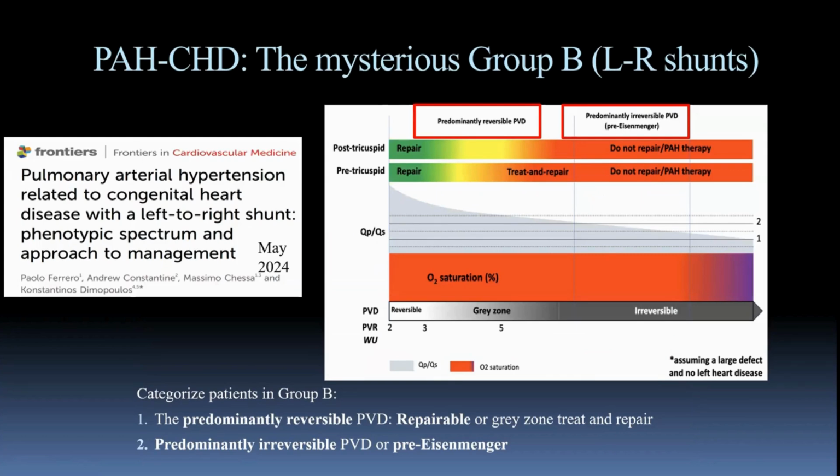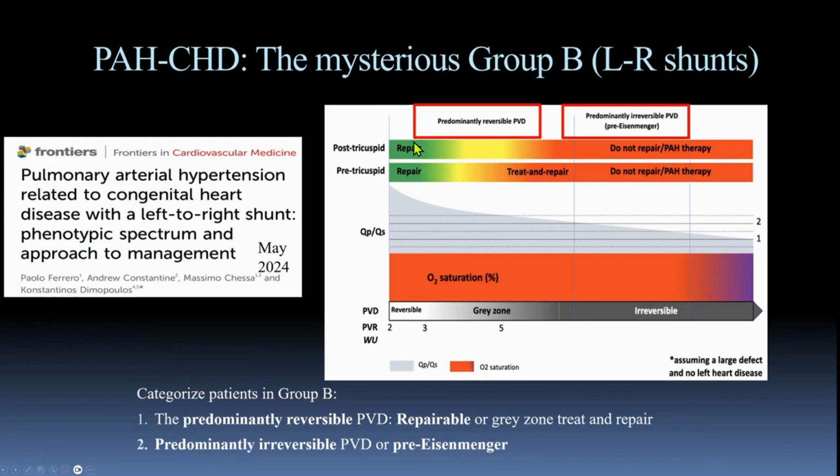Enough for Eisenmengers. Let's look into group B PH-CHD. So these are patients with congenital heart defects and pulmonary vascular disease and left-right shunts, which can be mild or can be more severe. Of course, if they have reversal of the shunt, they don't fall into this category, they fall into the Eisenmenger category. If they have significant pulmonary vascular disease, this is what some people call pre-Eisenmenger. So significant pulmonary vascular disease, not yet blue, but still not repairable.